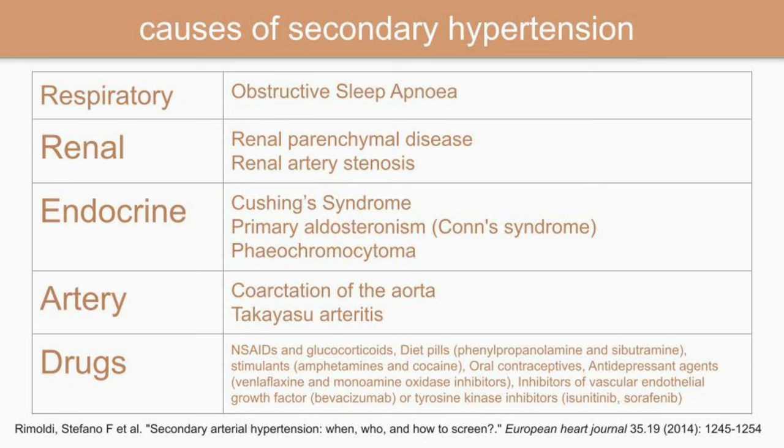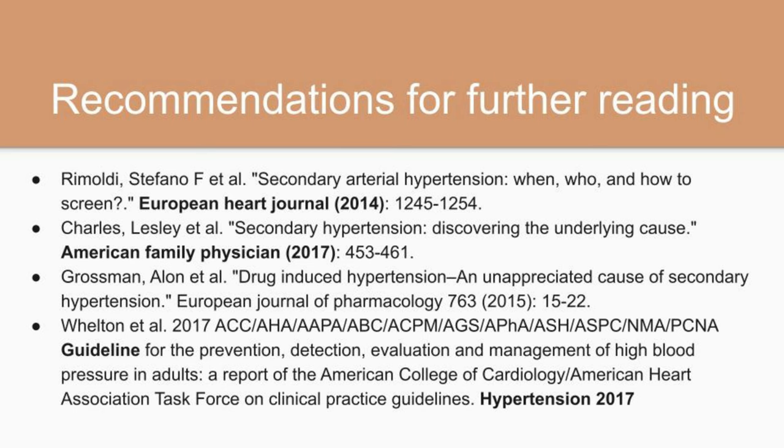Medical tips. I have a mnemonic for remembering causes of secondary hypertension: R-E-A-D, read. R, respiratory: obstructive sleep apnea; renal: parenchymal disease, renal artery stenosis. E, endocrine: Cushing syndrome, Conn's syndrome, pheochromocytoma. A, artery: coarctation of aorta, Takayasu arteritis. D, drugs: NSAIDs and glucocorticoids, diet pills, stimulants like amphetamines and cocaine, oral contraceptives, antidepressants, VEGF inhibitors, tyrosine kinase inhibitors, etc. Recommendations for further reading: you may consider reading the articles in European Heart Journal 2014 or American Family Physician 2017. If you have more time, you could read the American Guidelines on Hypertension 2017.